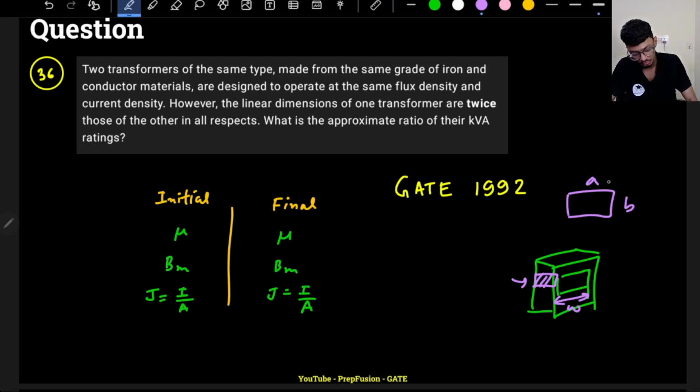So what will be happening to the area of the cross section? The area of the cross section will actually be quadrupled. If A has been increased to 2A and B has been increased to 2B, previously the area was AB, and the new area will be 4AB.